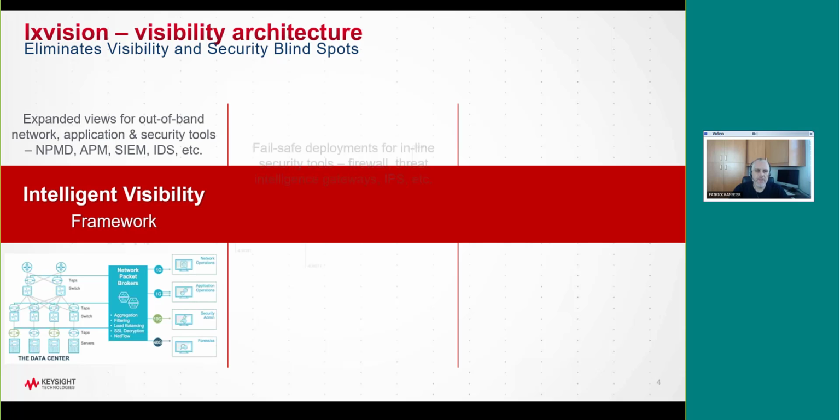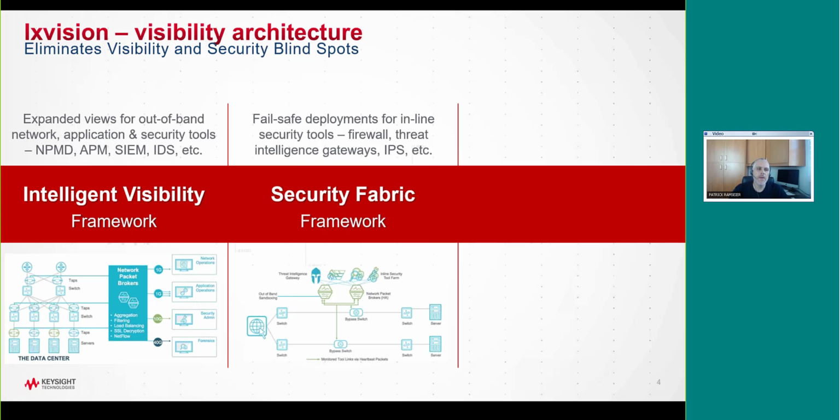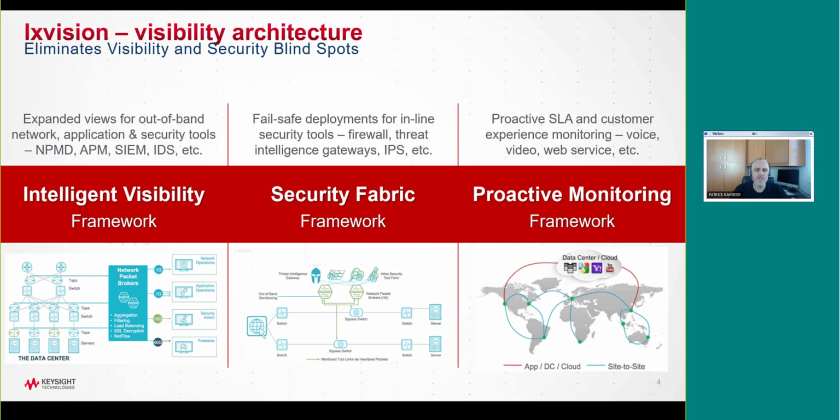it's about this visibility architecture. How do we become more proactive? How do we eliminate the visibility and the security blind spots on your network? And really what it comes down to is you have to have a multi-layer approach to that. You have on the left-hand side the intelligent visibility framework that allows you to take the traffic out-of-band and make sure that your network, application and security tools get the right information that we were covering in the last slide.